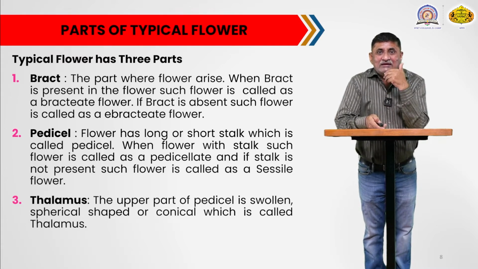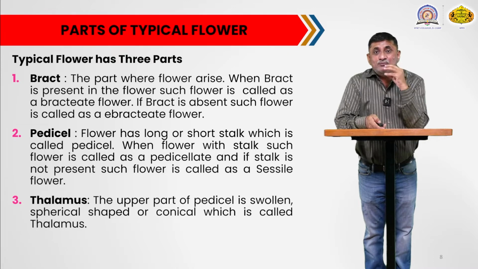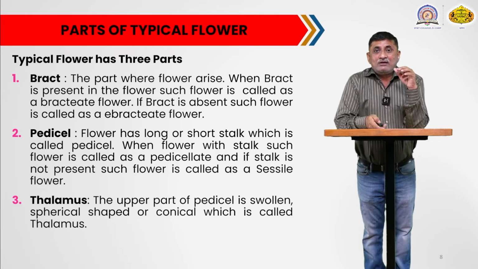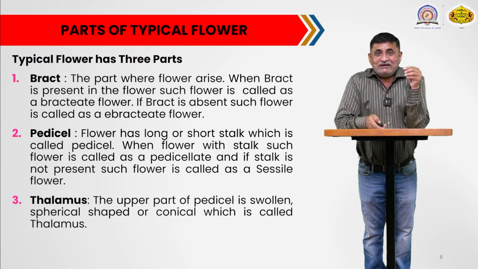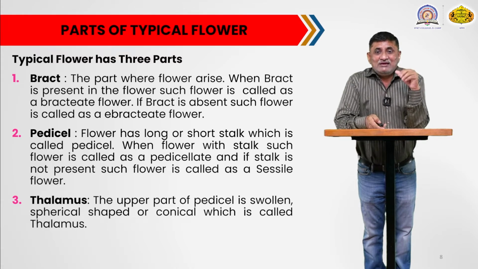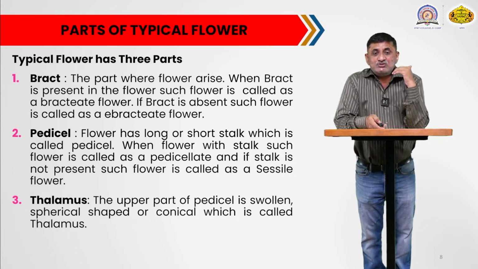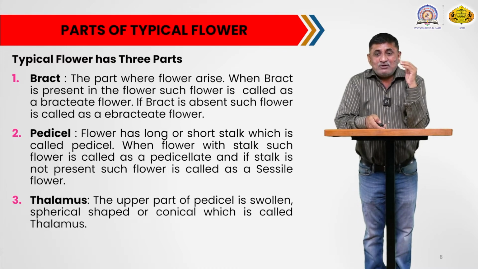What is a bract? Bract is also a leaf or leaf-like appendage. Scientifically, the bract is the part where the flower arises. Means from the inner side of the bract, the flower is born or emerges, and that's why the part where the flower arises is called a bract. At the internal axis of the bract the flower is present, and when a bract is present, such a flower is called a bracteate flower.